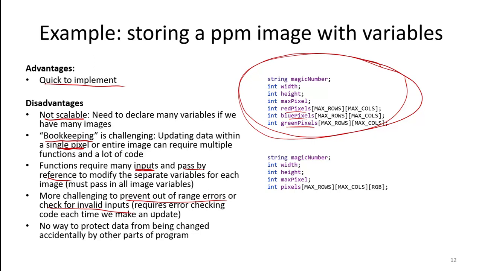Finally, there's no way to protect our data. If somebody accidentally tries to change our data somewhere else in the program, we have no way of preventing those changes. So as you can see, just using plain old variables here, it can work, but it's definitely not the cleanest solution.